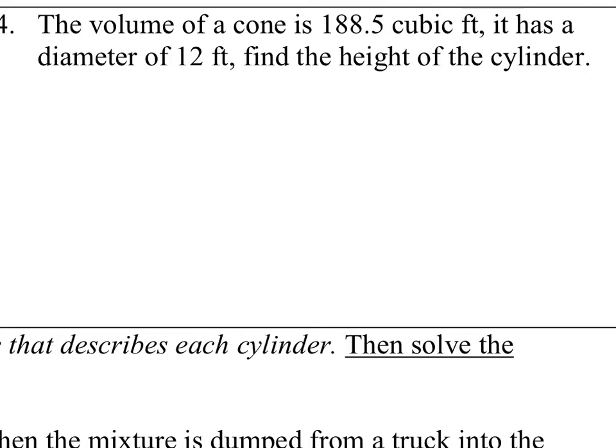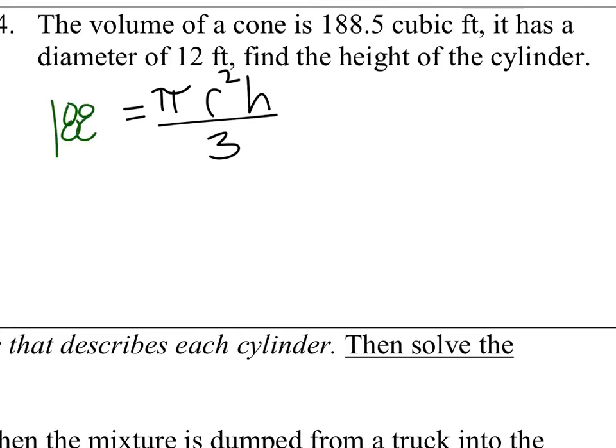It has diameter 12 foot. Find the height of the cylinder. Okay. So let's use the formula once again. Volume is pi times the radius squared times the height over 3. And again, they've given us the volume, which is 188.5. And this one, they gave us the diameter, so the radius is half of that, which would be 6.